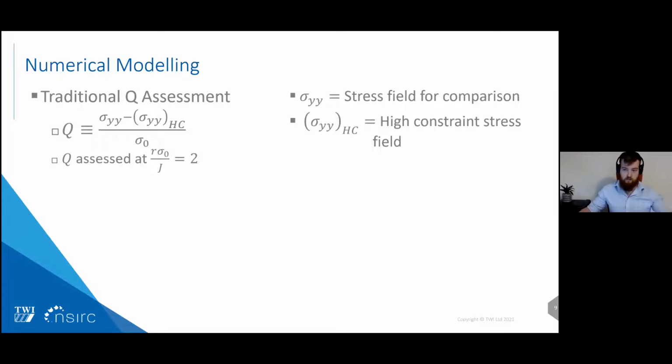This led us into some numerical modeling. As discussed earlier, Q is assessing the difference between our stress field of interest and a high constraint stress field, and Q is then assessed at a normalized distance ahead of the notch tip of r σ0/J equal to 2.